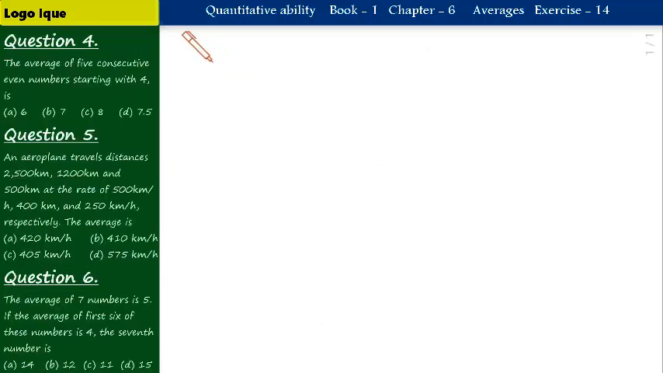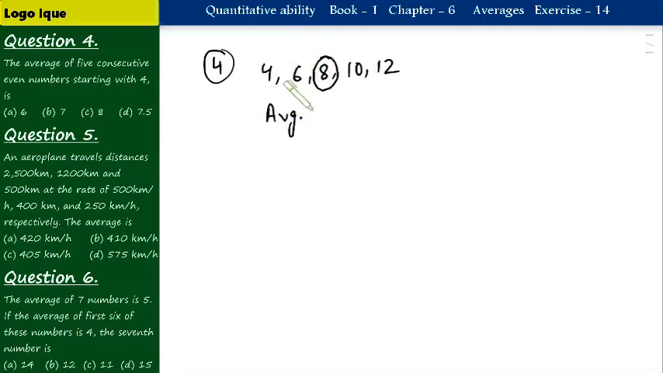Now question number 4, it says the average of 5 consecutive even numbers starting with 4. The numbers are, if you start with 4, consecutive even numbers will be 4, 6, 8, 10 and 12. Now remember, whenever you have consecutive natural numbers or consecutive even numbers or consecutive odd numbers, whether it is natural, even or odd, doesn't matter, the average is always the middle number, right? So in this case, there are 1, 2, 3, 4, 5 numbers. So the middle number will be 8. So straight away, average is equal to 8.